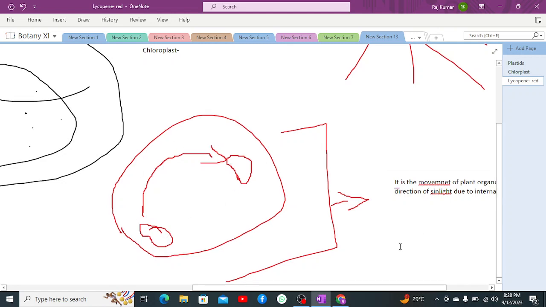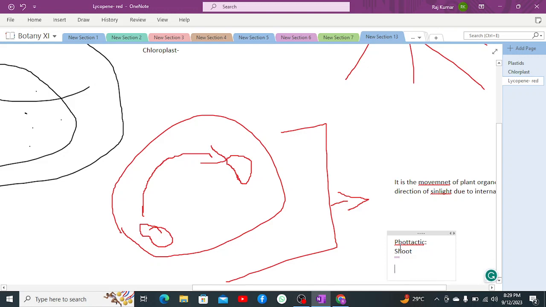On the other side, there is another term known as phototactic movement. Phototactic movement is a movement in which the plant's tissue or plant's organ moves towards the direction of sunlight. For instance, the shoot grows towards the direction of sunlight, opposite to the direction of gravity, so it is known as phototactic movement. Likewise, the sunflower faces the direction of the sun, so it is phototactic movement.